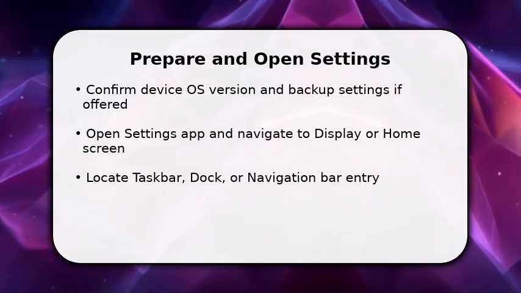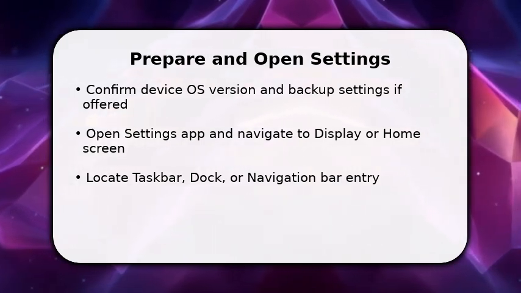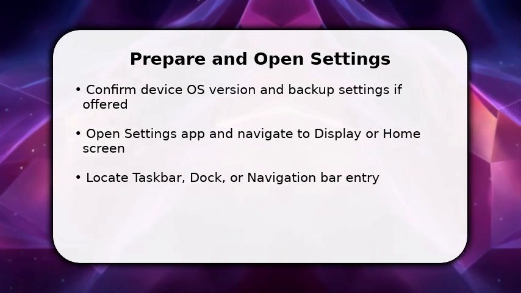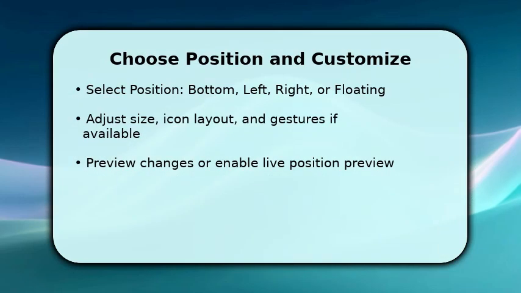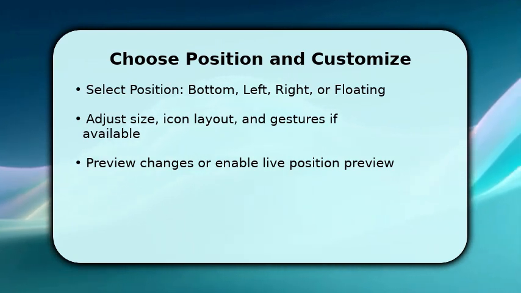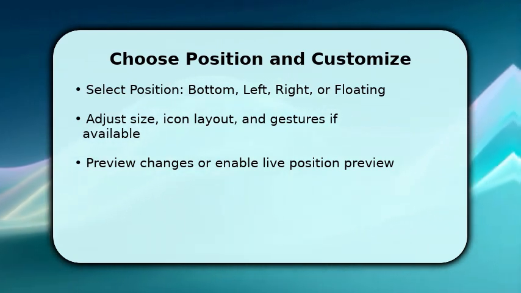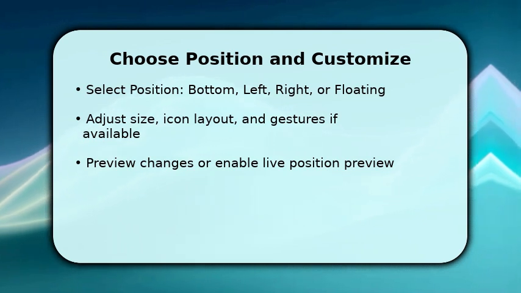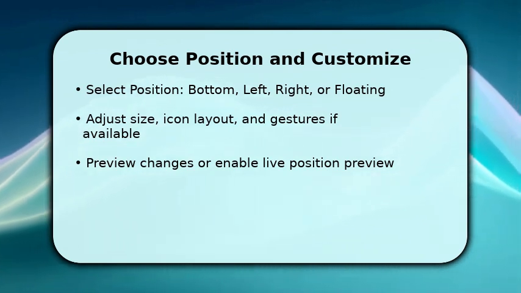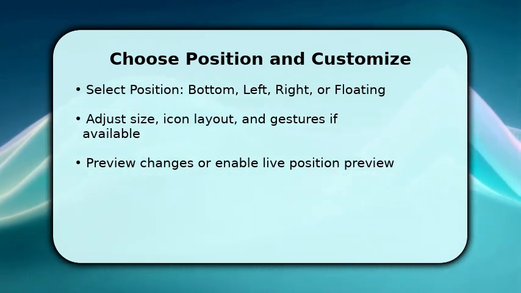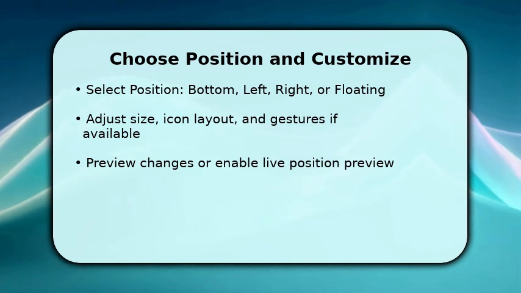This naming explains why options differ across devices. You'll see position choices like bottom, left, right, or floating. Pick the one you prefer and notice why each affects usability. Side positions free vertical space, bottom is familiar. Then adjust size, icon layout, and any gesture settings so the new position feels natural.